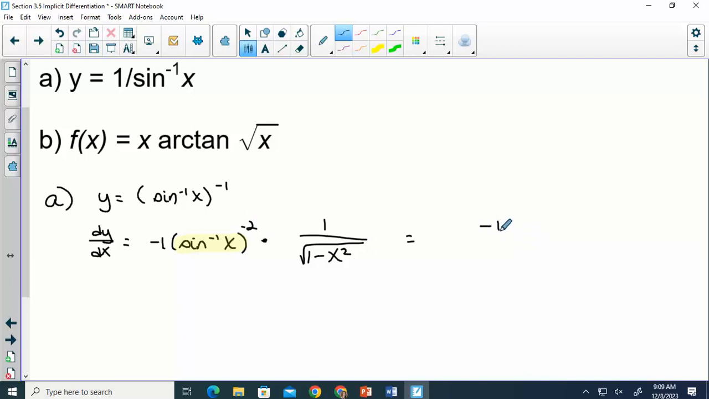If you want a sine inverse to the negative 2, that would move it to the bottom. I'm not going to make you move radicals off the bottom or really do much there. If you didn't put the sign on the denominator, I wouldn't count it wrong. So all we're really doing is plugging in with our formula.